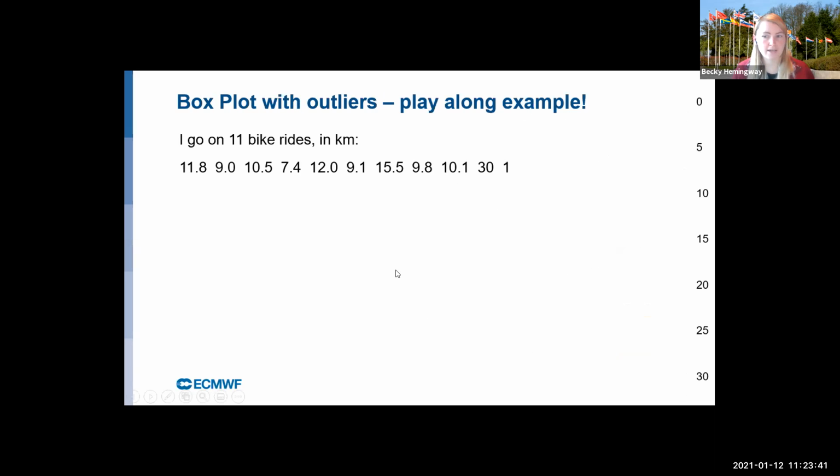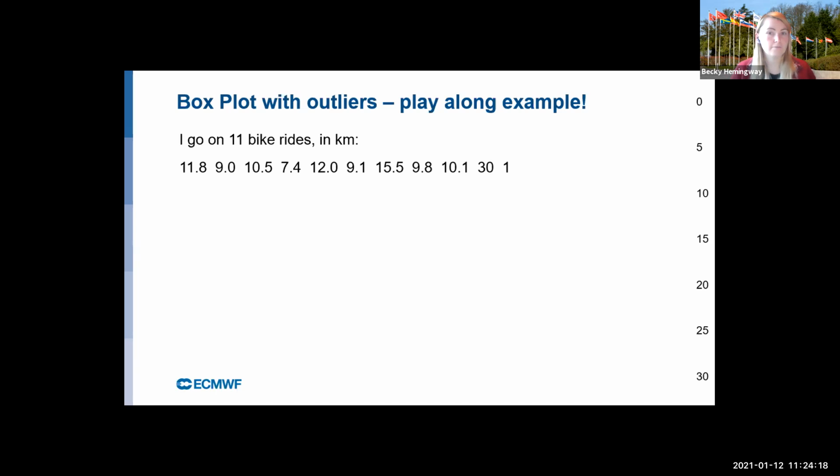So now I've got a play along example. If you've all got a piece of paper there, you can do this along with me. I'm going to give you a little bit of time to basically create a box plot with me. So the data set here is bicycle rides. I go on 11 bicycle rides, and these are the values in kilometers. In this box plot, we are going to plot outliers because this is what you'll also see in histograms. You'll see occasionally some different numbers that are the outliers.